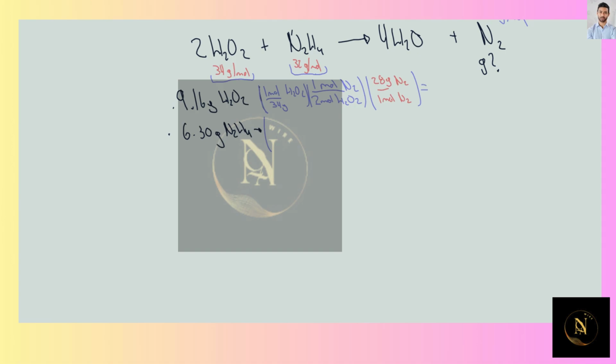Following this reaction, the grams that are going to be produced, if this was the limiting reagent, would be equal to 3.77 grams.